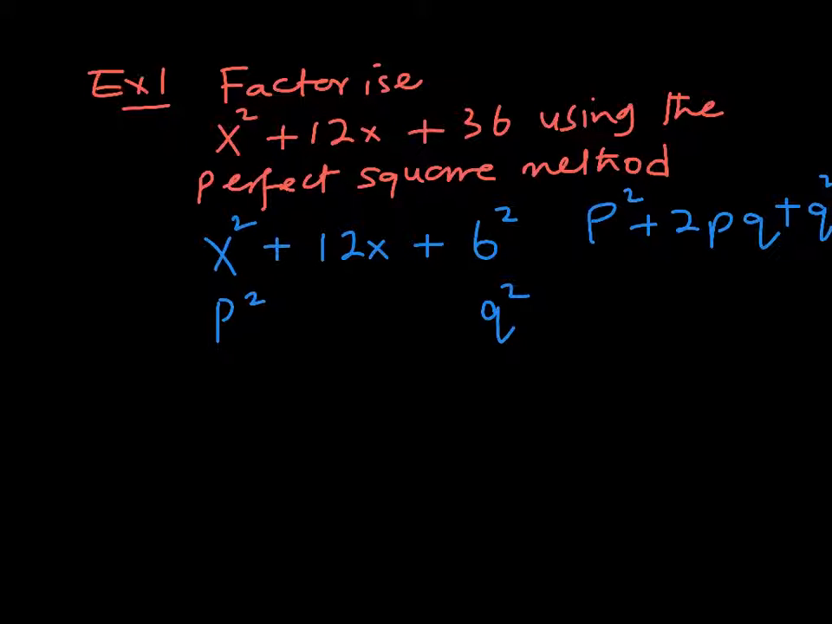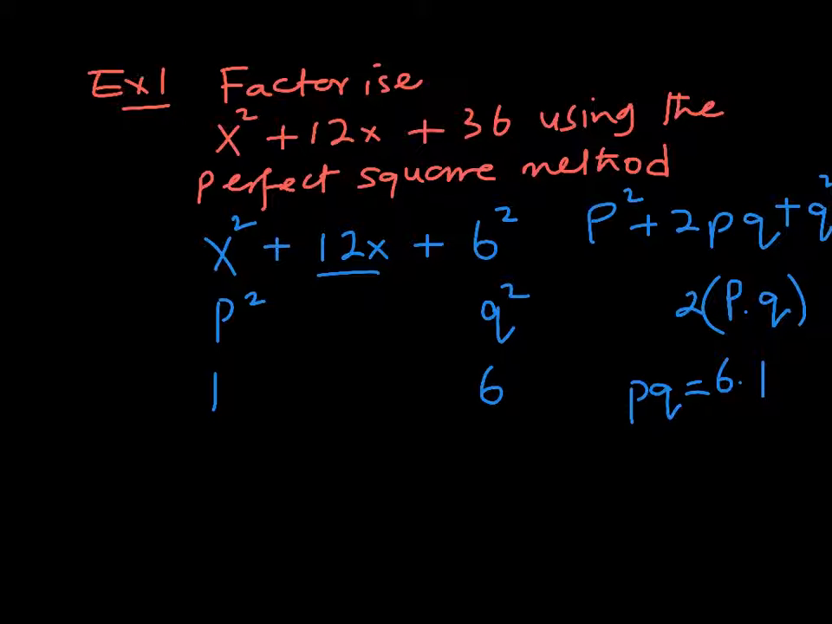Okay, so what is P here? P here is 1. What is Q here? Q here is 6, isn't it? Okay, now we also have 2 times P times Q right in the middle. So let's see whether 12x is 2 times P times Q. So what is 12x here? We can break it down. PQ is supposed to be what? 6 times 1, or 1 times 6 rather.